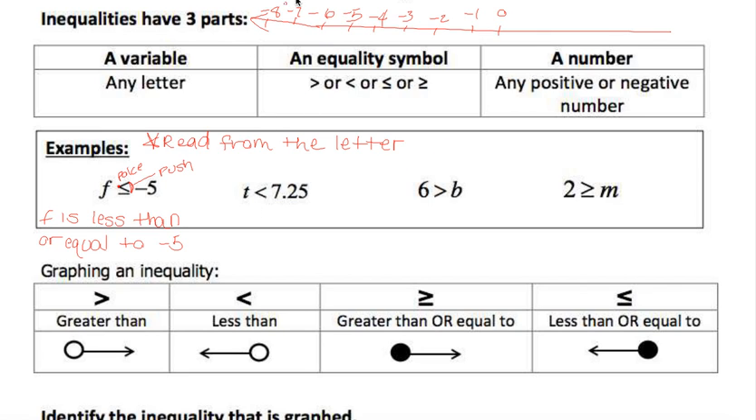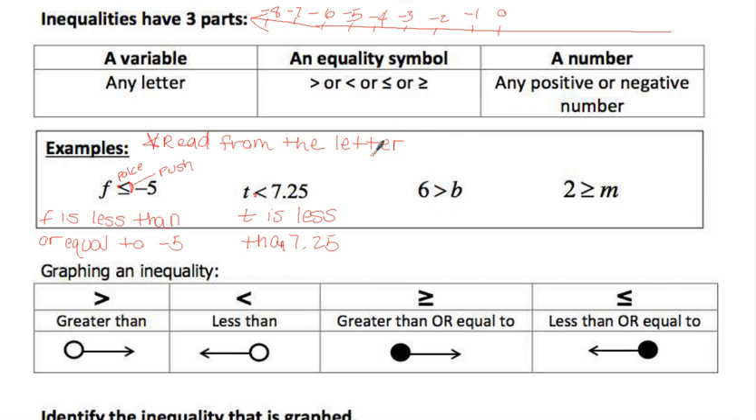So if we look at the next one, let's write that one out. And this one says t is less than 7.25. So t is less than, t is getting poked, it's the smaller side, 7.25. So any numbers that are smaller than 7.25 could be t. 1 could be t because 1 is less than 7.25. 0 could be t, 0 is less than 7.25. Any numbers that are less than 7.25 on the number line could be t.